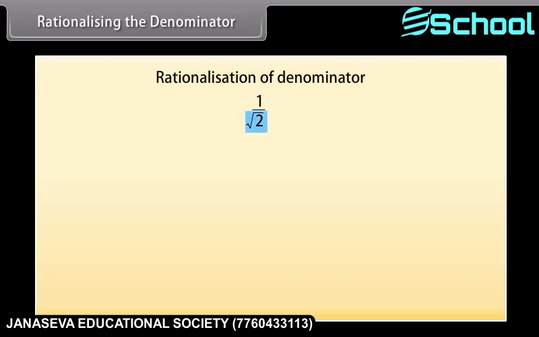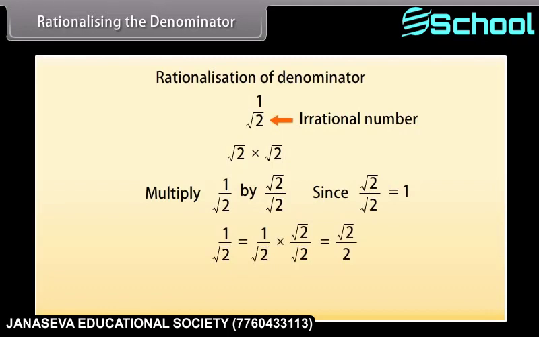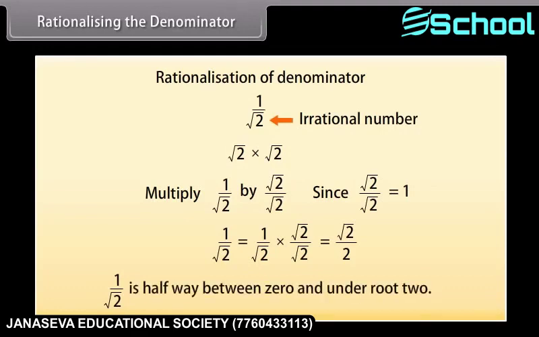Here, since square root of 2 is irrational, if we multiply it by itself, it will become rational. So, to rationalize, we multiply 1 by square root of 2 by square root of 2 by square root of 2, because this is equal to 1. Therefore, 1 by square root of 2 is equal to square root of 2 by 2. Now, it is easy to locate 1 by square root of 2 on a number line. It is halfway between 0 and square root of 2.